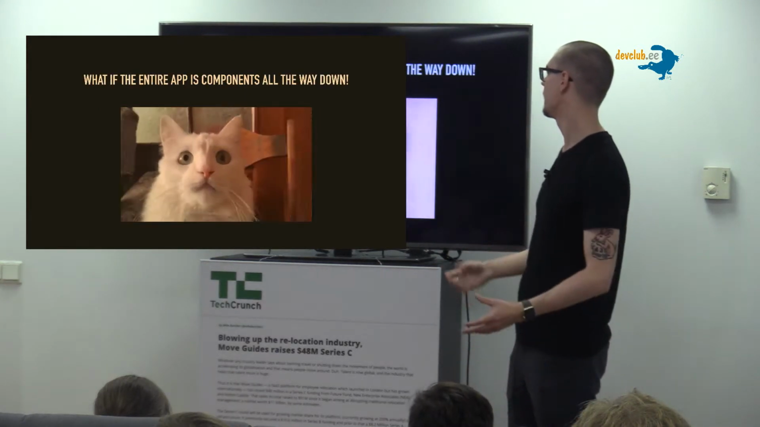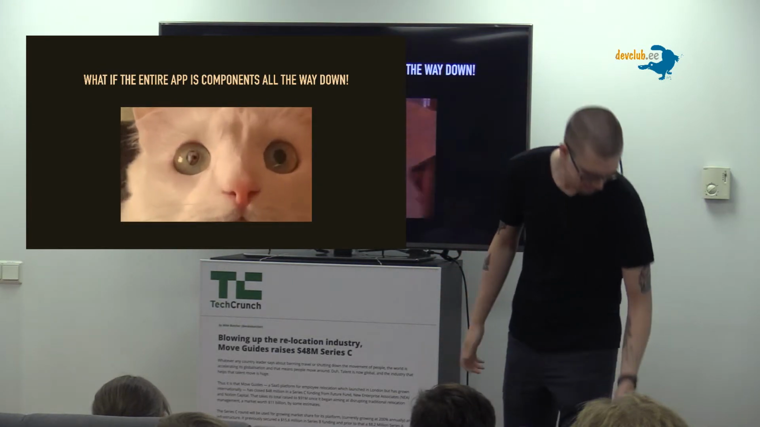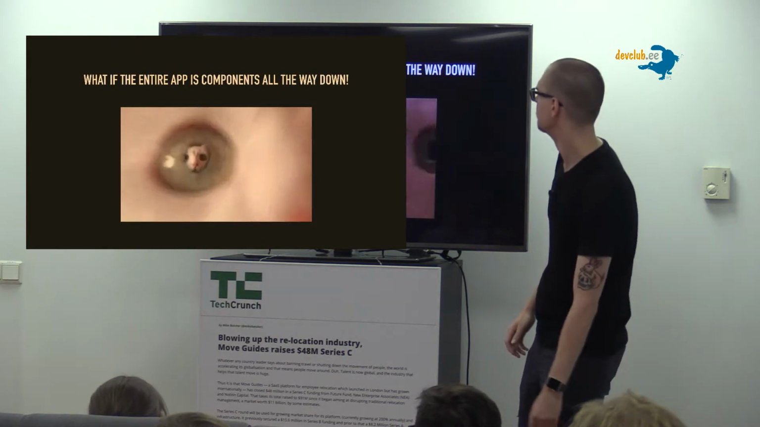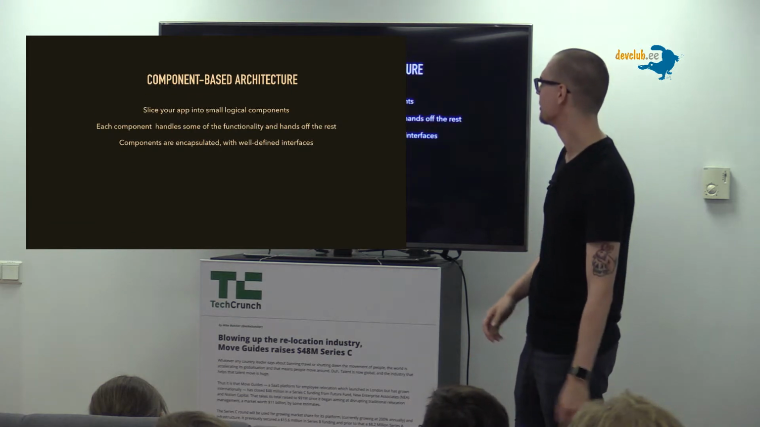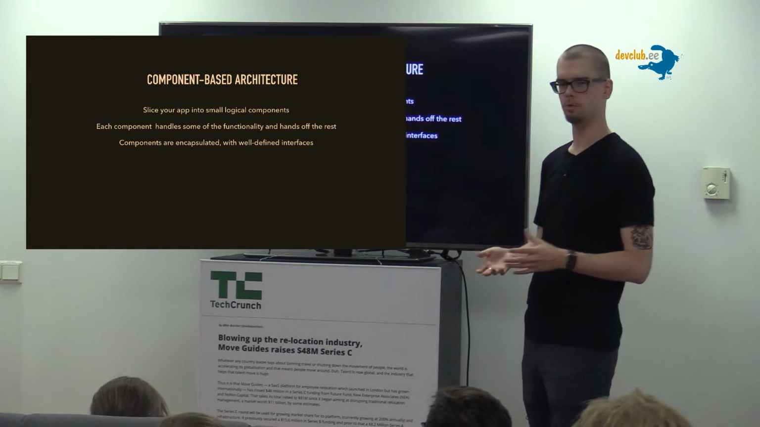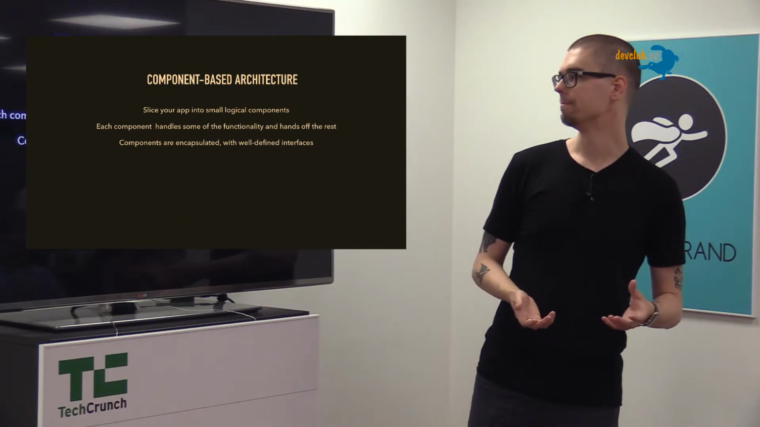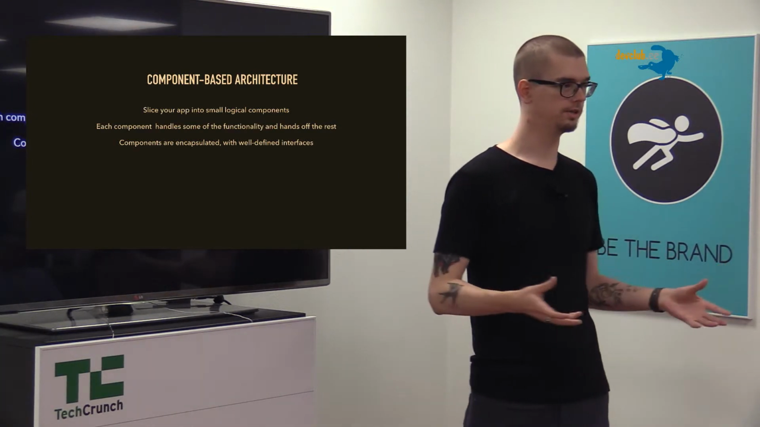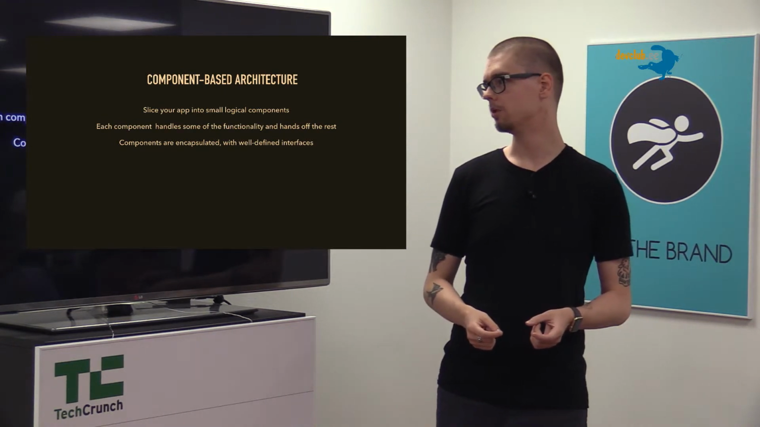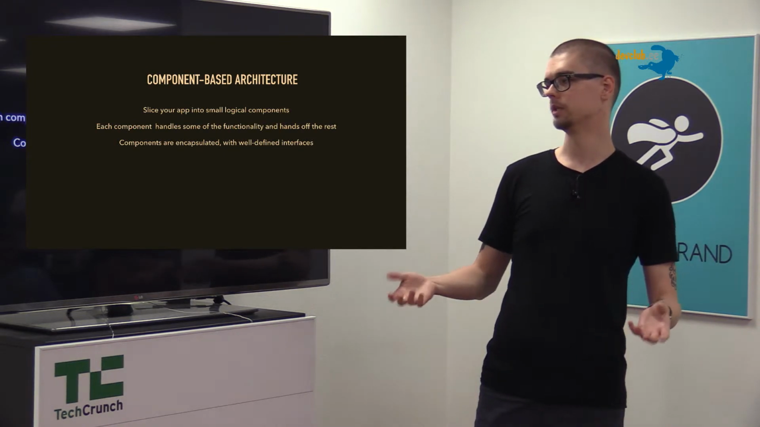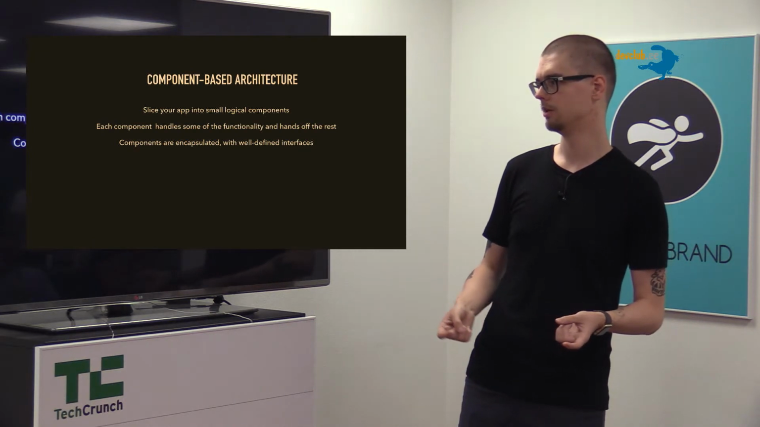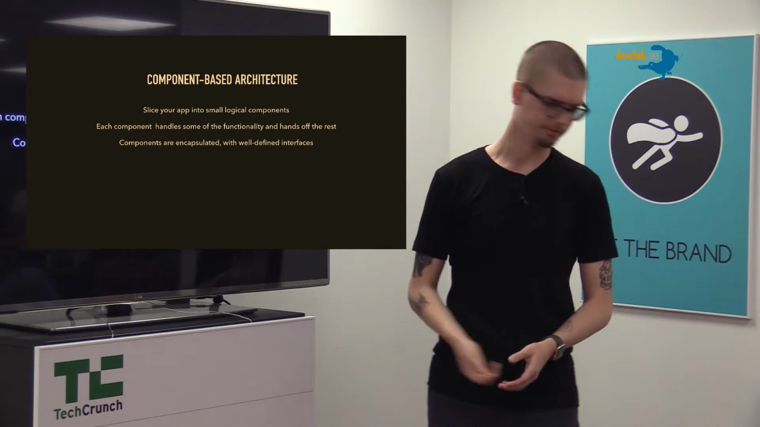So what if the entire app is components all the way down? And that basically is the essence of the component-based architecture. So you take your big app and you slice it into small logical components. Each component handles some of the functionality and hands off the rest onto other building blocks. And the components are encapsulated with well-defined interfaces. So basically, to the parent component, the building blocks are like small black boxes that only get interacted with by the interfaces.